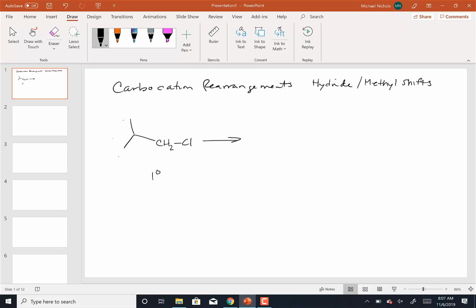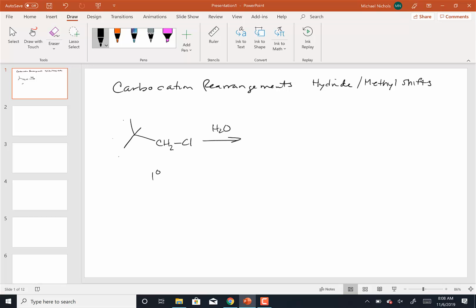With a primary system, you can't lose the chloride. Let's say I was to react this with water. We know that water has to react by a carbocation. So normally this would be a no reaction: primary, weak nucleophile, no reaction. But if we heat the system up a little bit, we can get it to react. And how's it going to react? If the water can only react with the carbocation and the primary system can't lose the chloride to form a primary carbocation, what happens? And what happens is this shift.